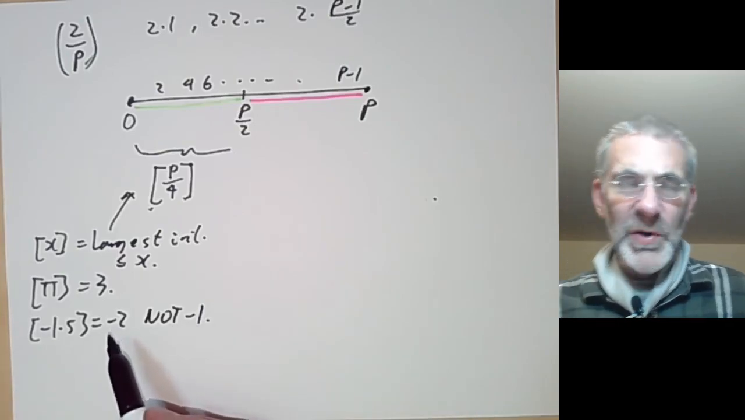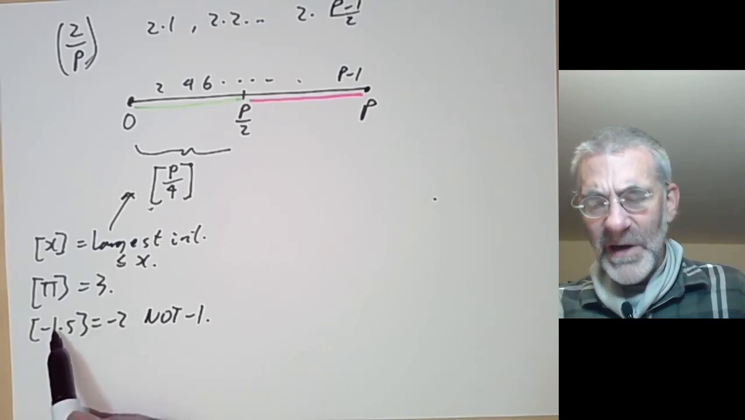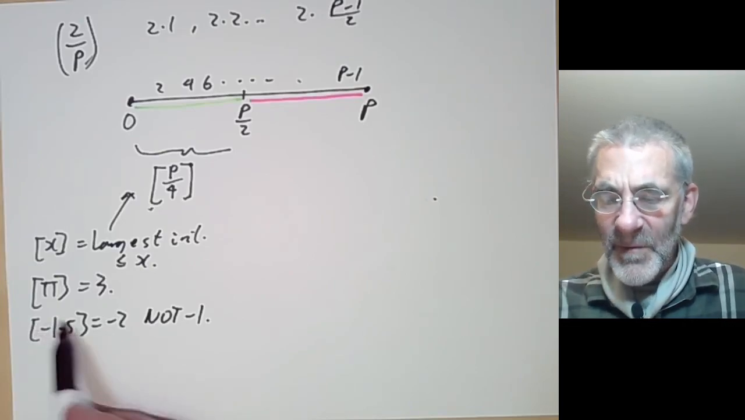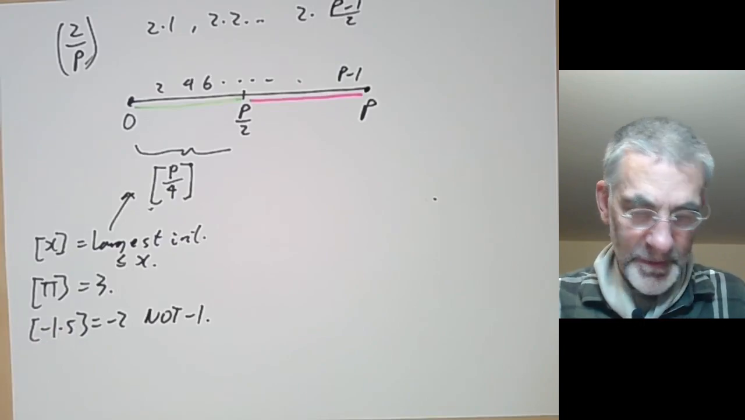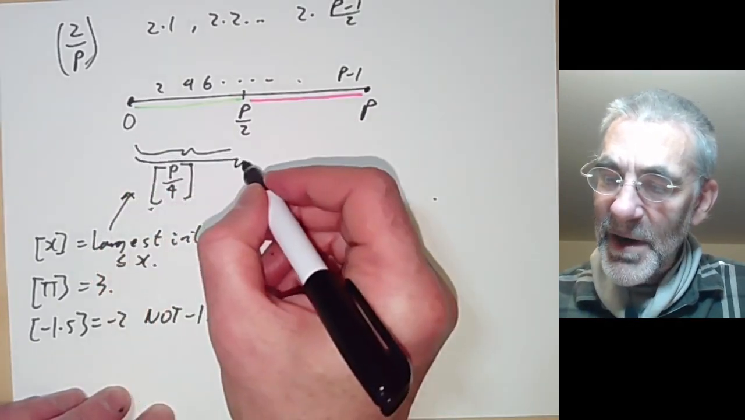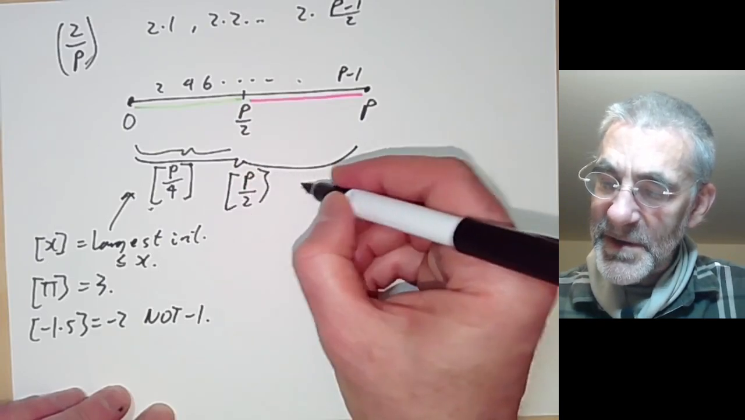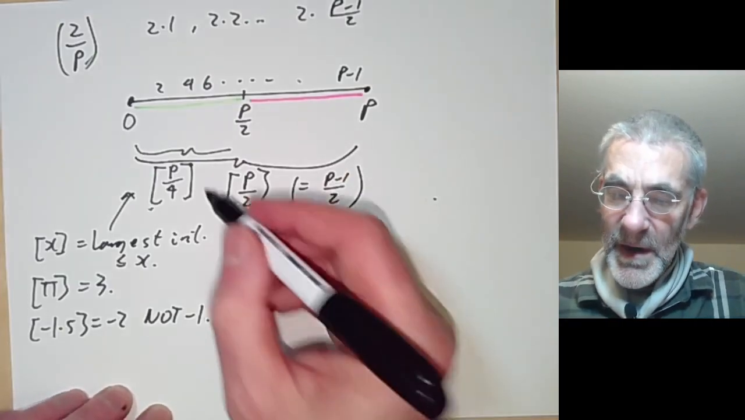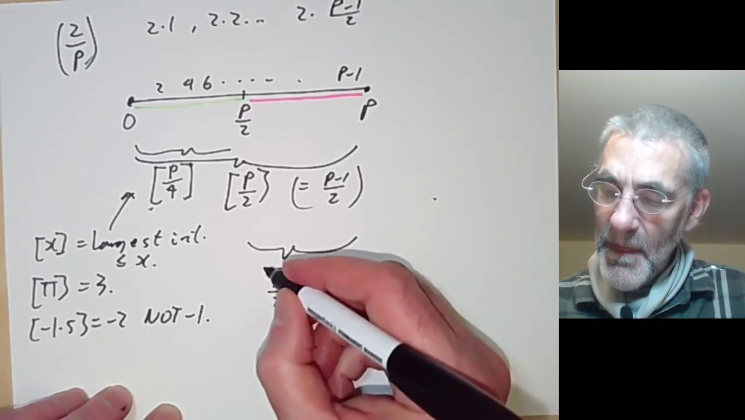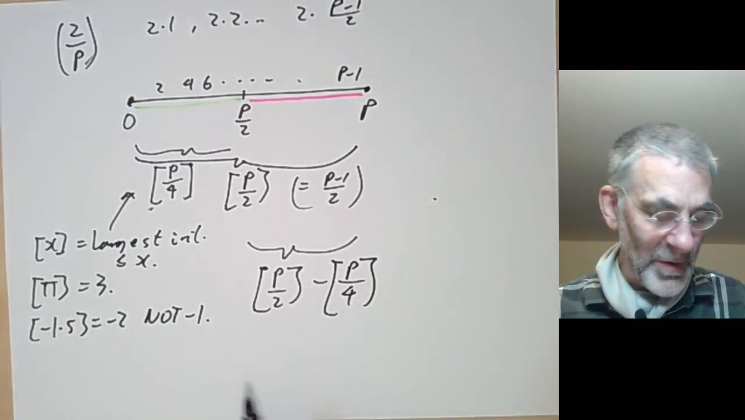So a lot of computer languages and pocket calculators have an integer part function, but it sort of gives you the wrong answer. It will tell you the integer part of minus 1.5 is minus 1. So you have to be a little bit careful when taking integer parts of negative numbers. Anyway, we've got the integer part of p over 4 here, and similarly the number here is the integer part of p over 2, which is of course just p minus 1 over 2. So the number in this region here is going to be the integer part of p over 2 minus the integer part of p over 4, and we want to work out whether this is even or odd.